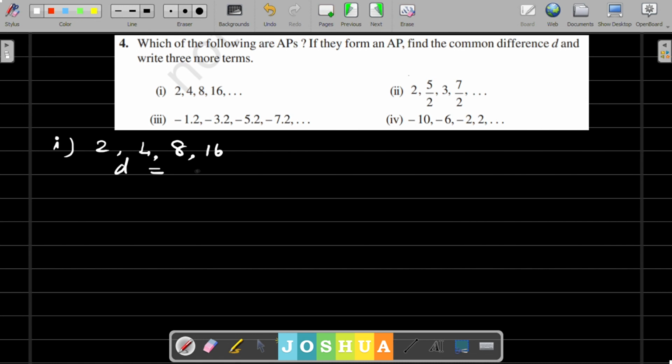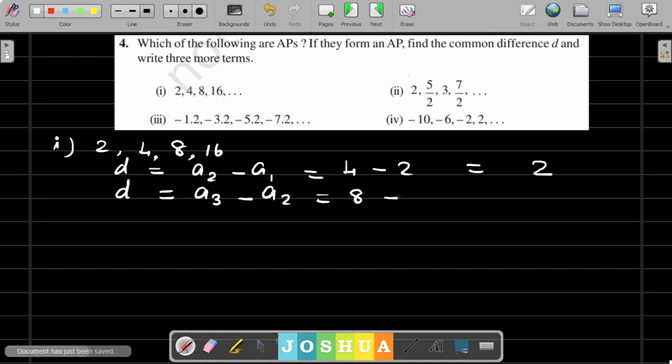D is equal to A2 minus A1. Here A2 is 4, A1 is 2. Therefore, the difference is 2. Now I'm going to find the difference between the third term and the second term, that is A3 minus A2. A3 is 8 and A2 is 4, and the difference is 4.